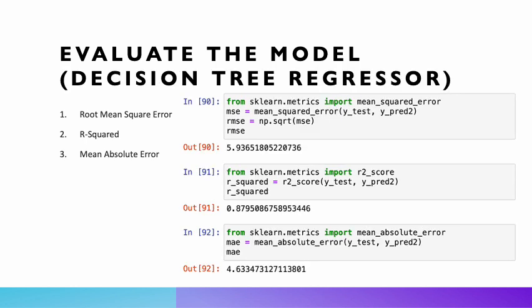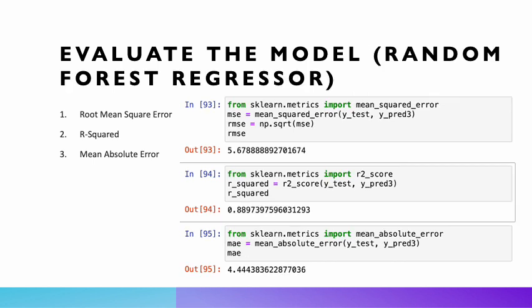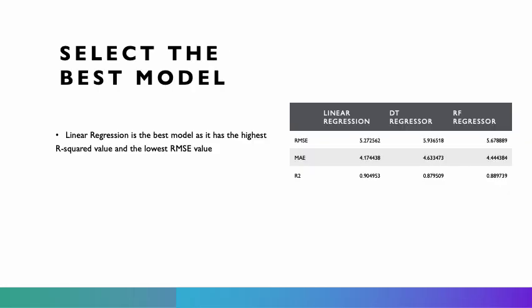For the decision tree regressor, the root mean squared error is 5.9. The R squared is 0.87, and the mean absolute error is in the range of 4.6334. So for the random forest regressor, I also found the root mean square error to be 5.6788, the R squared to be 0.8897, and also the mean absolute error to be 4.4438.